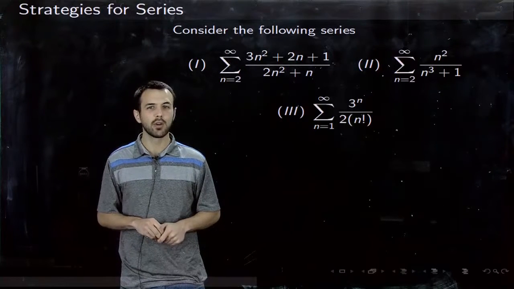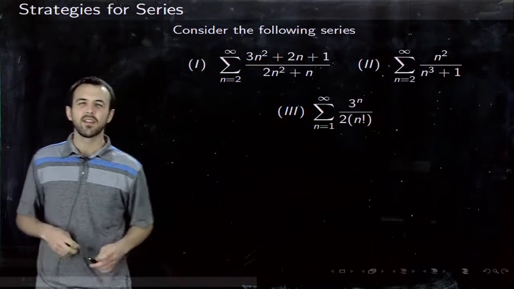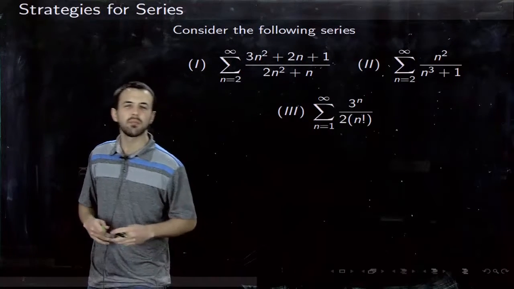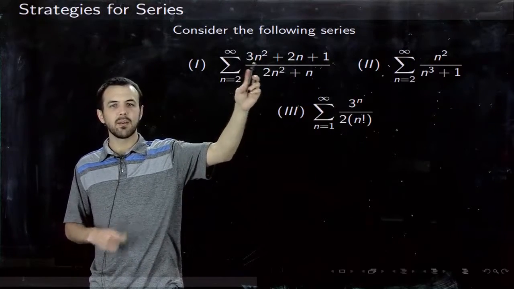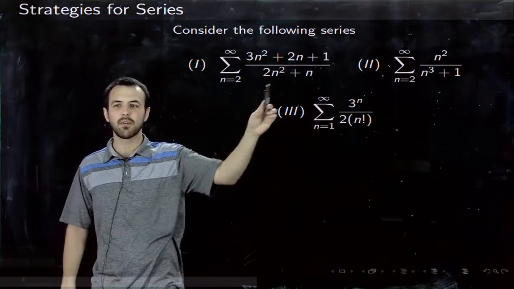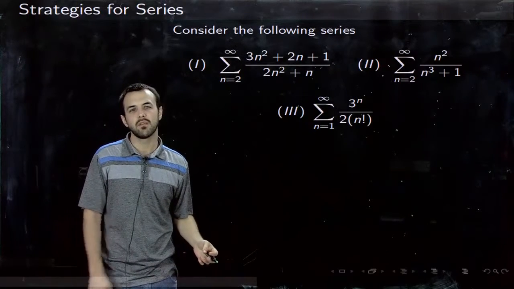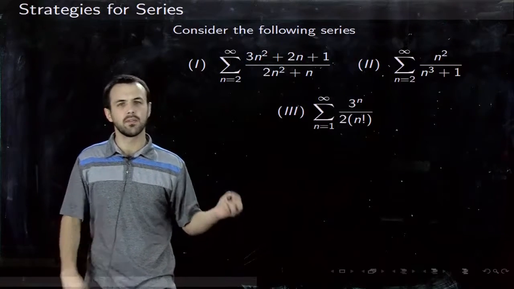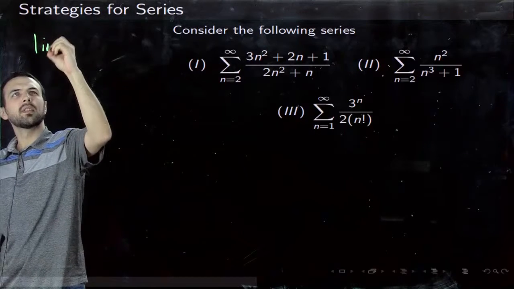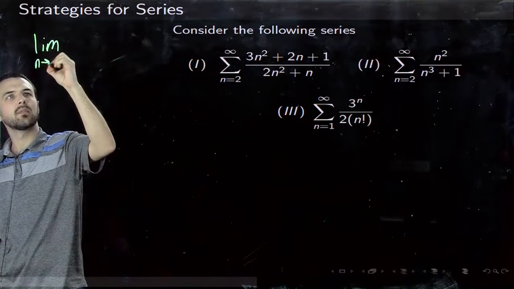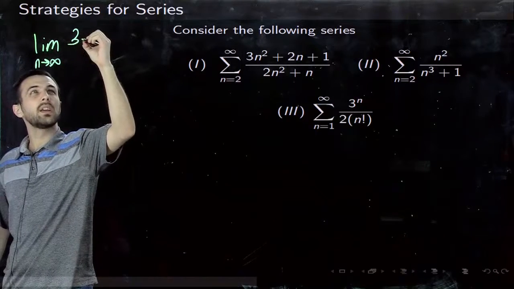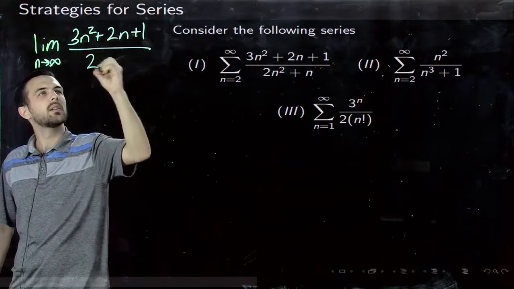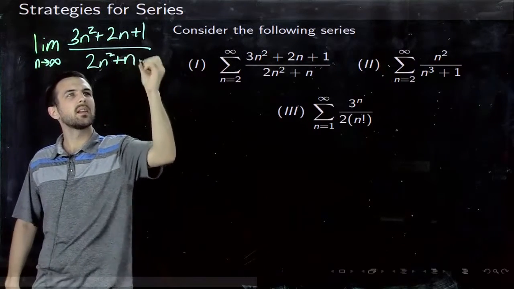All right, let's look at number 1 then. That's 3n squared plus 2n plus 1 over 2n squared plus n. Notice the highest power on the top is the same as the highest power on the bottom. Really the easiest thing to do is always think about the test for divergence and just look at the limit of the terms, as n goes to infinity, of 3n squared plus 2n plus 1 over 2n squared plus n.